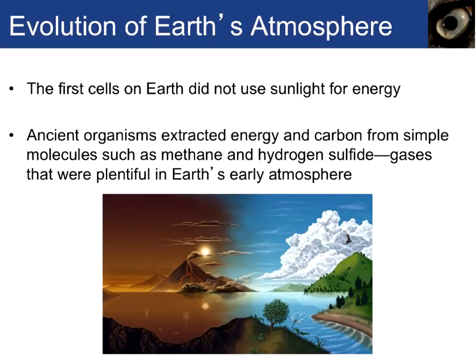So the first cells on Earth did not use sunlight for energy. Ancient organisms extracted energy and carbon from simple molecules such as methane and hydrogen sulfide. These were both gases that were very plentiful in Earth's early atmosphere.